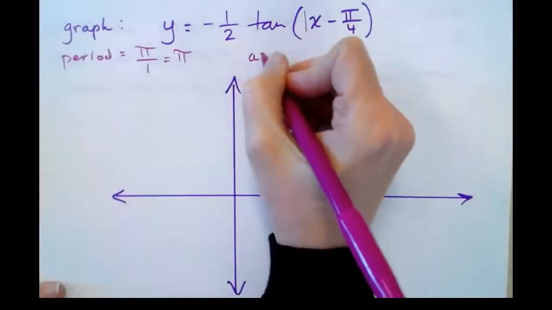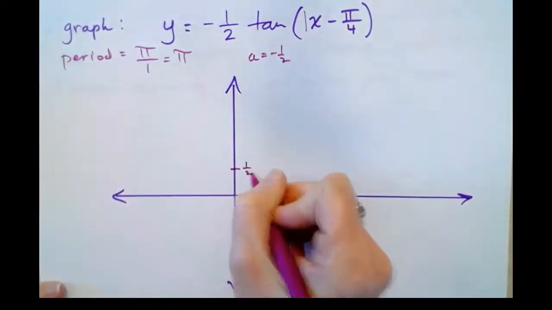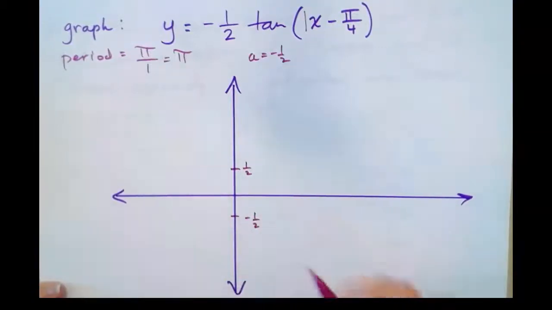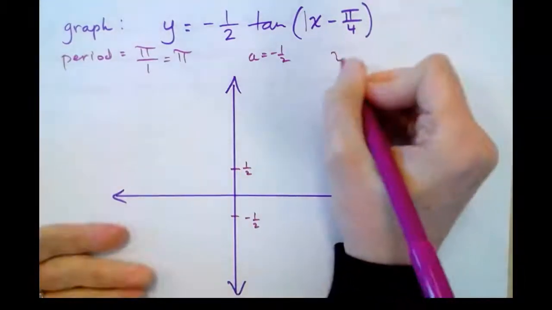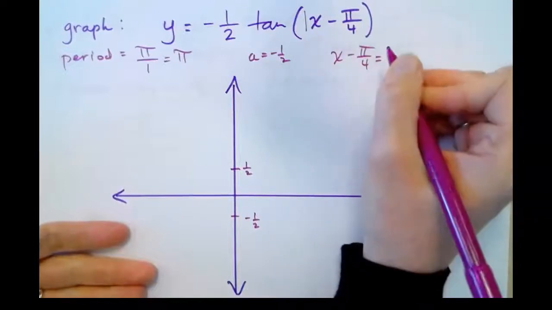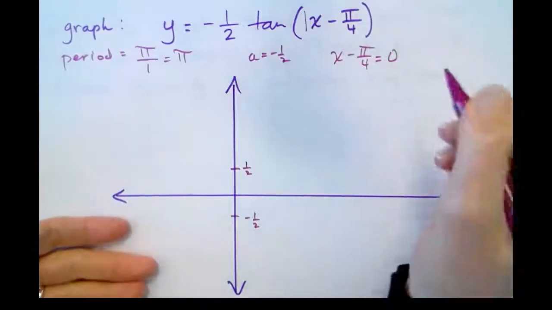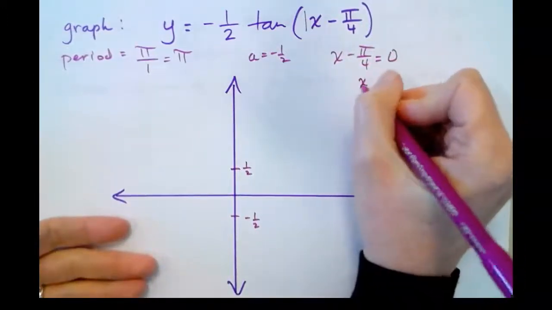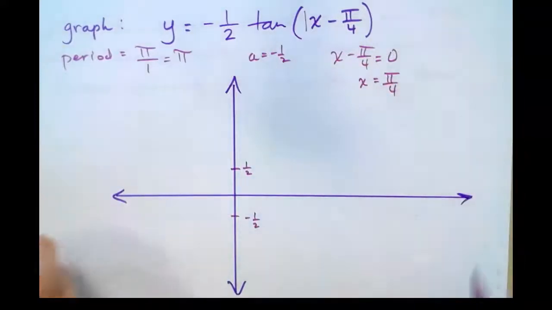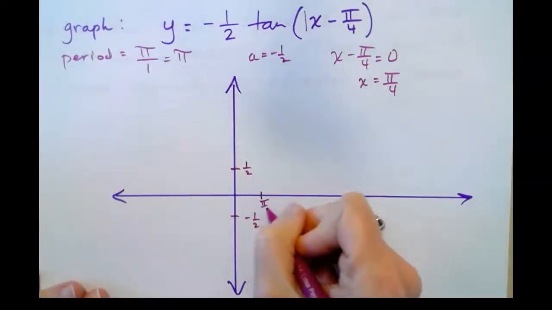Now, we do have an a value of negative 1/2, which means we're going to be making the turn on our tangent branches at the 1/2 mark. Now, we do have x minus pi over 4 inside the parentheses. Remember, always set bx minus c equal to 0 in order to find the phase shift. So when we solve for x, we see that the phase shift is to the right, pi over 4. So I'm going to go ahead and put pi over 4 right there.